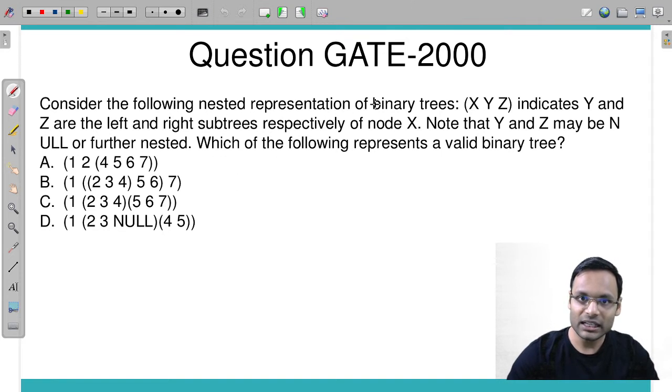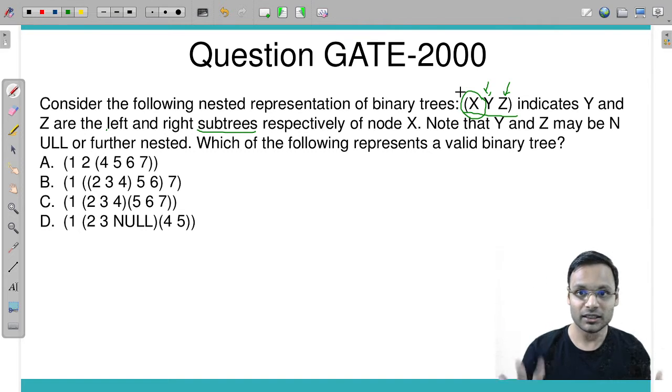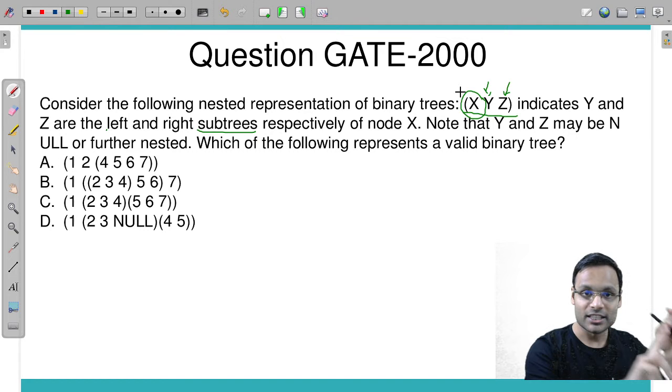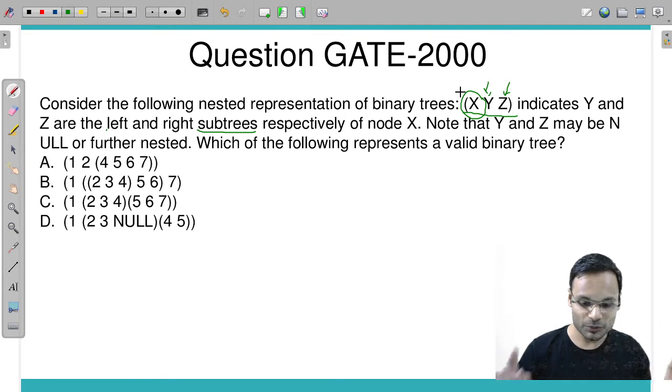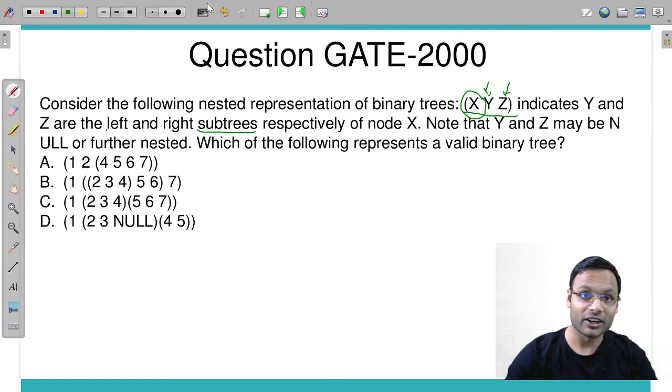Consider the following nested representation of a binary tree like this: X, Y, Z. It indicates Y and Z are the left and right subtrees, not the children. Y and Z are the left and right subtrees of X. So within the bracket, if three things are written, the first thing is the root, the second thing is the left subtree, and the third thing is the right subtree. Did you understand? Yes, great.